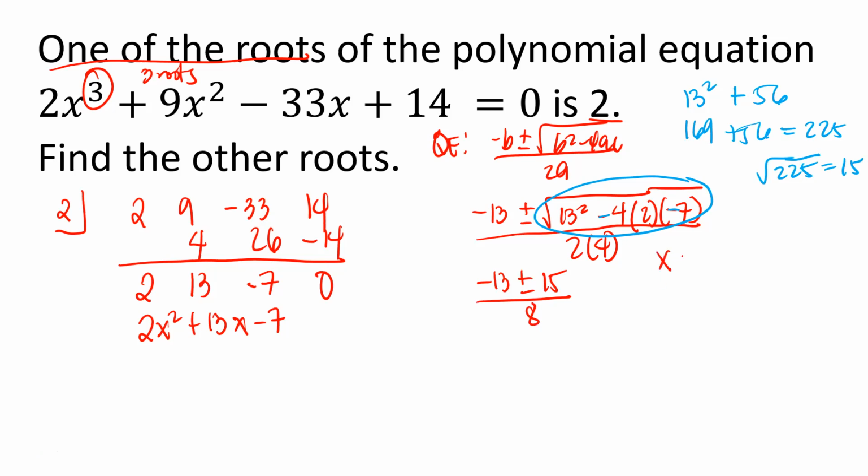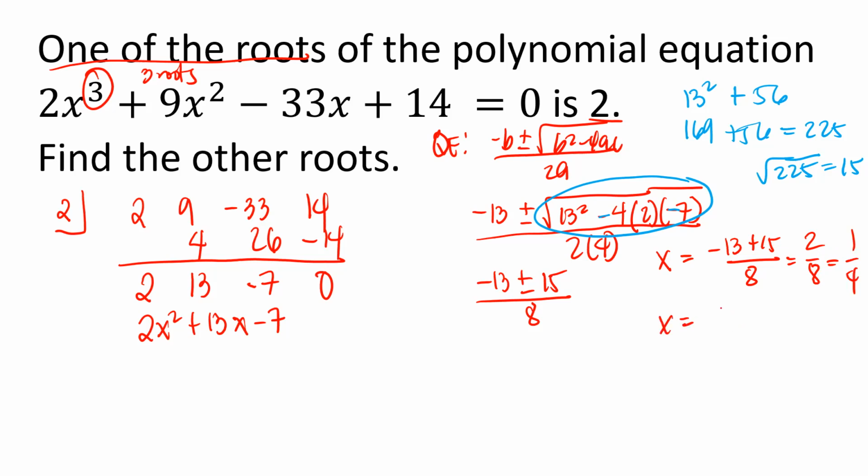So meron tayong unang x. Ang unang x natin ay negative 13 plus 15 over 8. So magiging 2 over 8, which is positive 1 fourth. Sorry, ay, hindi. Tama. Negative 13 plus 15, okay, tama naman. Magiging 2 over 8.